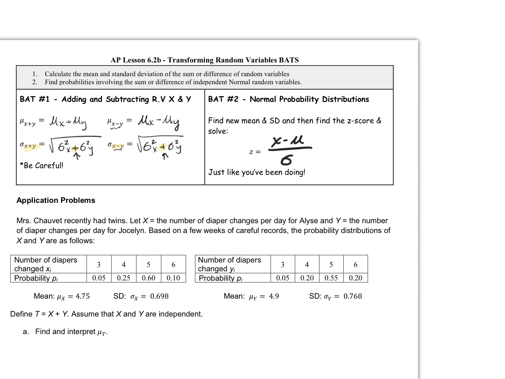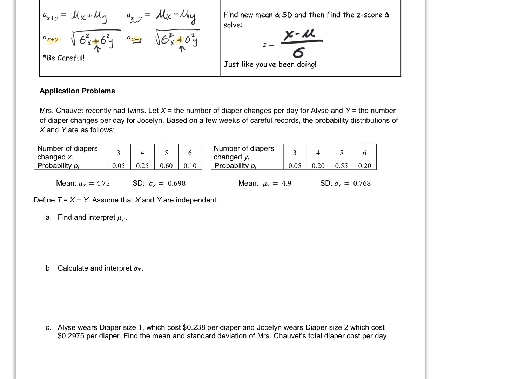Let's try this one. Mrs. Chavez recently had twins. X is the number of diaper changes per day for Elise. Y is the number of diaper changes for Jocelyn. Based on a few weeks of careful records, the probability distributions of X and Y are as follows. So X is Elise, Y is Jocelyn. So I'm just going to write that down. All right, diaper changes.